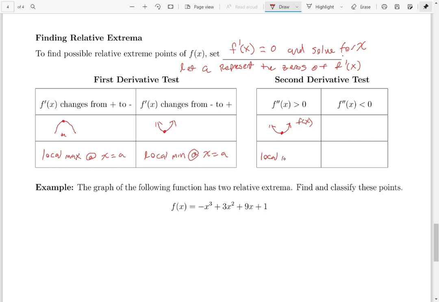and that we know now is a local minimum. And so in conjunction, you can use the first derivative test to find possible relative extrema, and then you can use the second derivative test to verify whether that is a local minimum, or in the situation where f double prime is negative, of course that's concave down, and so then that would force a local maximum.